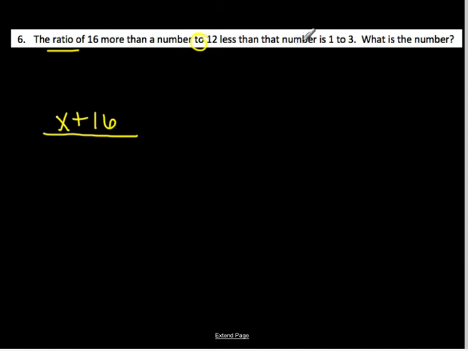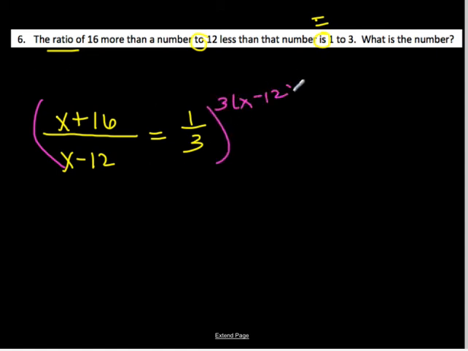To 16 less than that number. To be 16 less than that number, it's going to be x minus 16. Is our keyword for equals. Is 1 to 3, so 1/3. All right, so what we're going to do here is we would say, well, what is my least common denominator? It's going to be 3 times x minus 16.